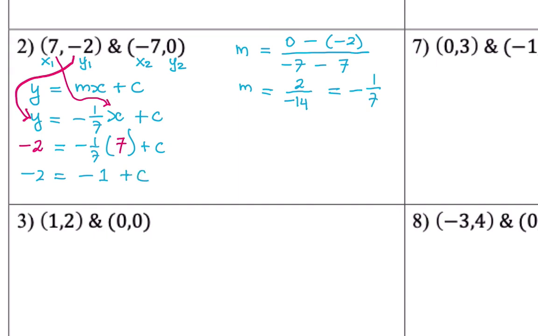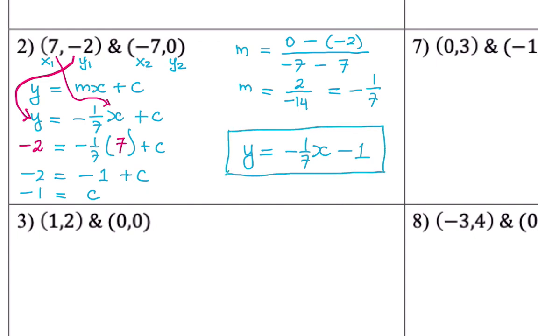To find c, we get rid of negative 1. We add 1 to both sides, and therefore we have negative 2 plus 1 is negative 1, which equals c. So c is negative 1. The only thing you have to do now is to write down the answer. The answer is a line equation: y equals m, which is negative 1/7, x plus c, which is negative 1. So we just put minus 1. And this is the final answer.